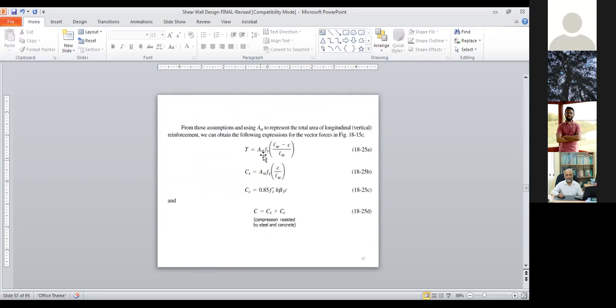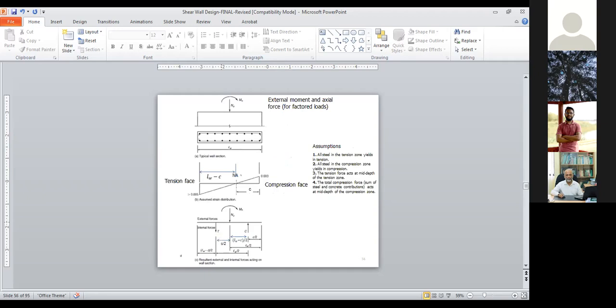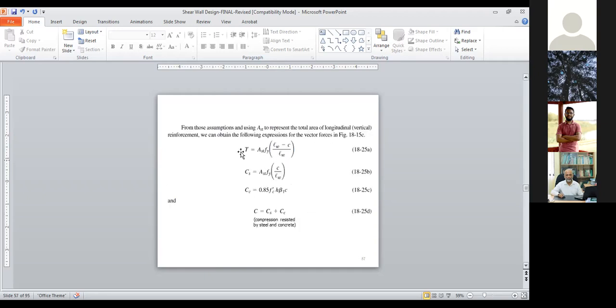That's why you can see here that Ast times Fy is the total tension force of the section if all the steel yields. If I divide by Lw, I get the force per unit length of the wall, then I multiply it with Lw minus c. Lw minus c is the length of the tension zone. So the total amount of force coming in the tension zone we can write by this equation. I think you get it.